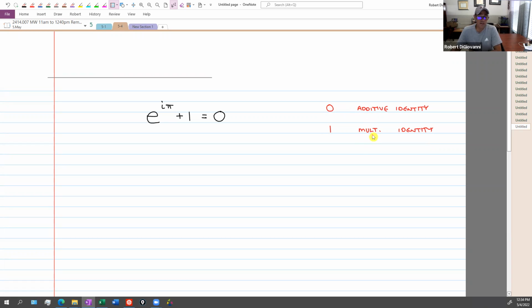A field must also have a multiplicative identity, which means it must have a number you can multiply by that doesn't change anything. So 4 times 1 is 4, right? x times 1 is x. So those two numbers are very important. They're part of our field.